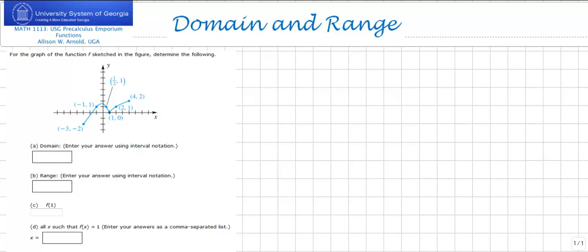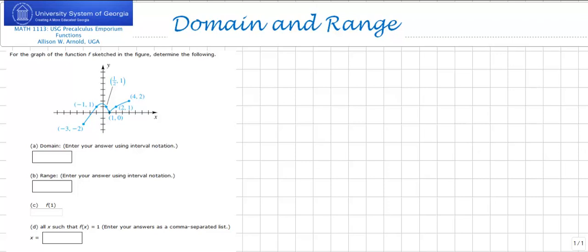So we've discussed the definition of a function, and we noted that the domain of a function is the set of all possible input values. The inputs are labeled along the x-axis, and the range is the set of all possible output values, again labeled along the y-axis. This is: find the domain and the range of the function from the graph in the figure.